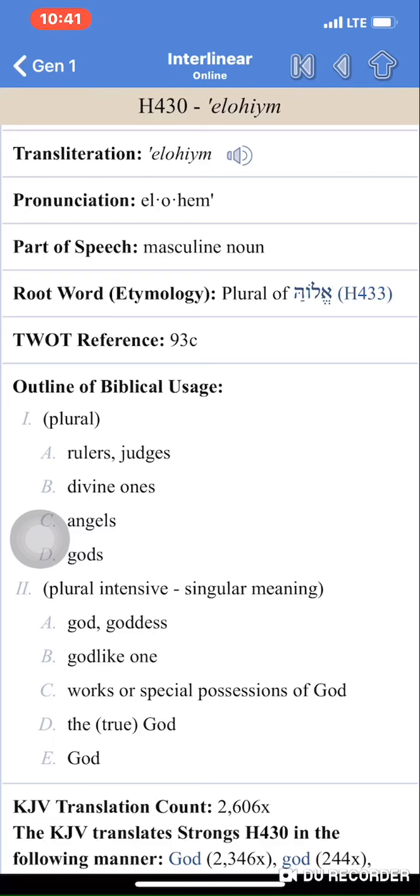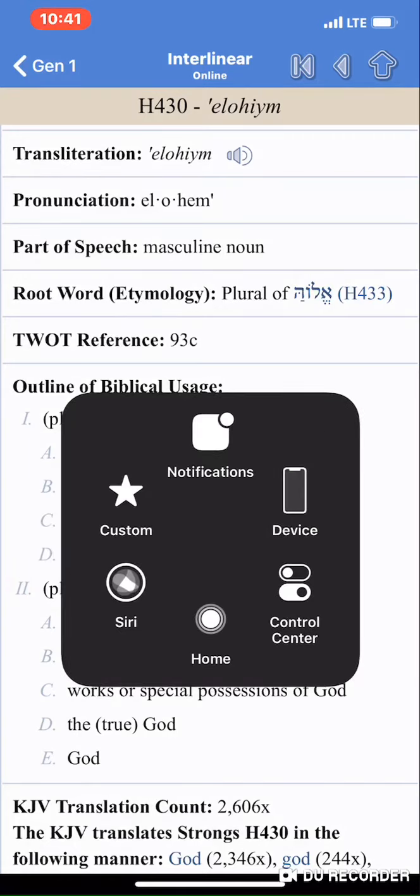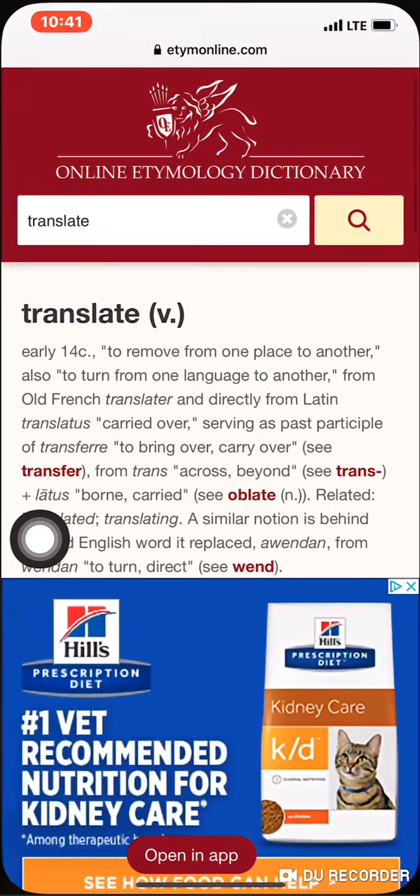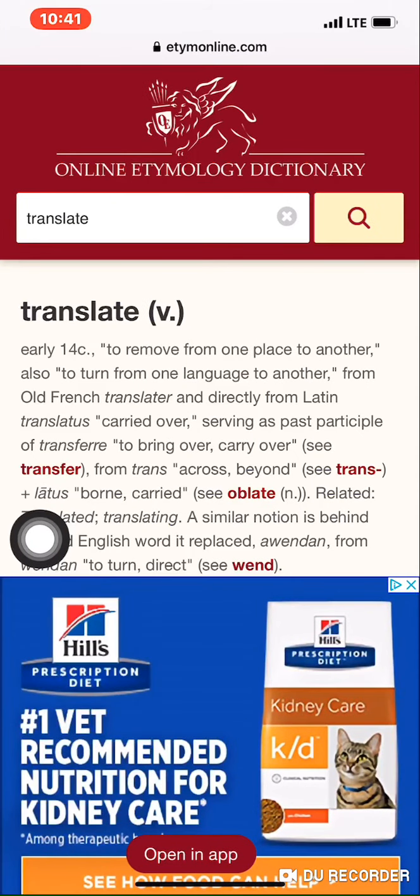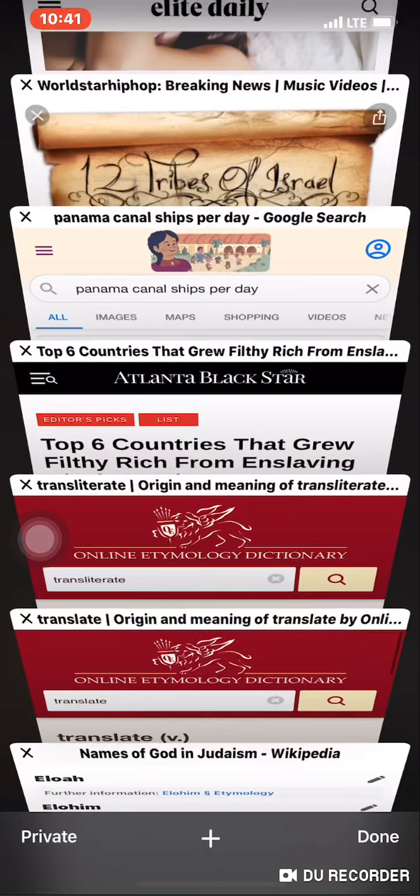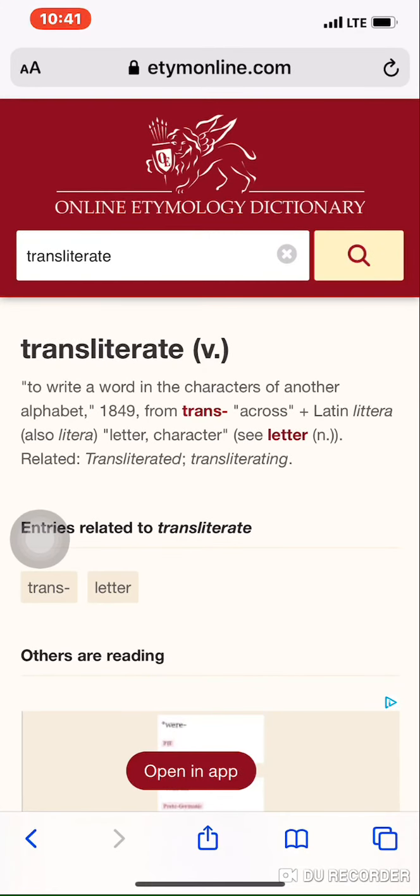The difference from translate is you turn one language to another, and compared to transliterate, you are actually writing a word in the characters of another alphabet. That is the difference.